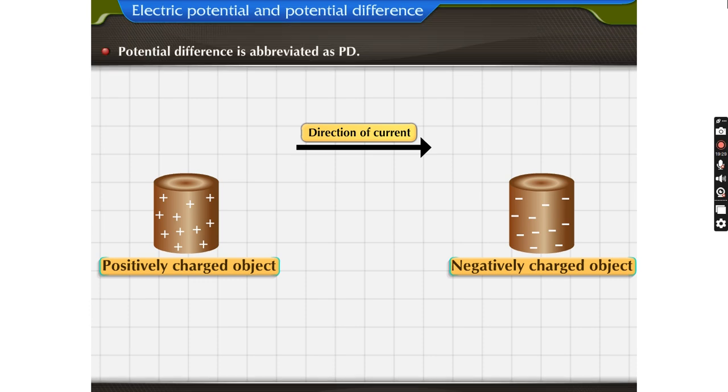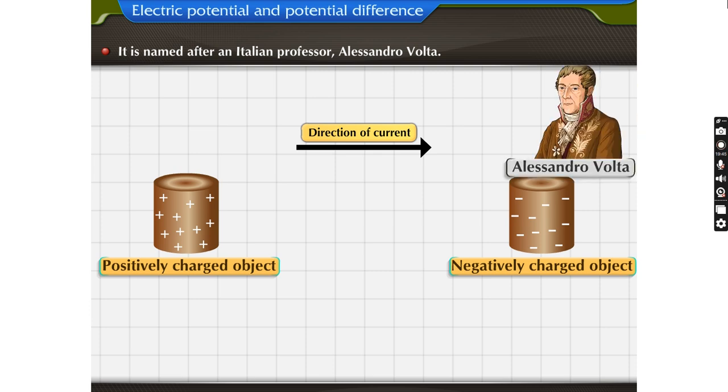Potential difference is abbreviated as PD. The SI unit of potential difference is volts, denoted as V. It is named after an Italian professor, Alessandro Volta.